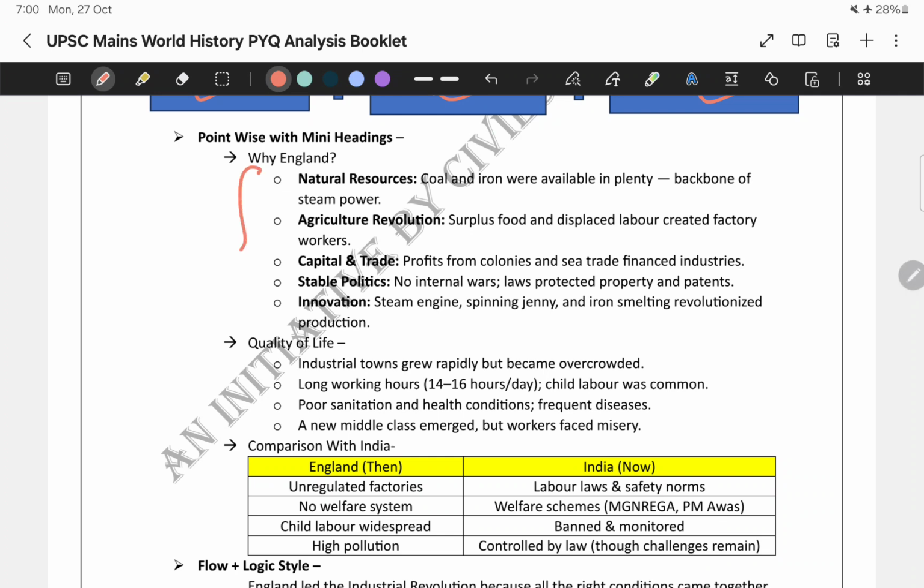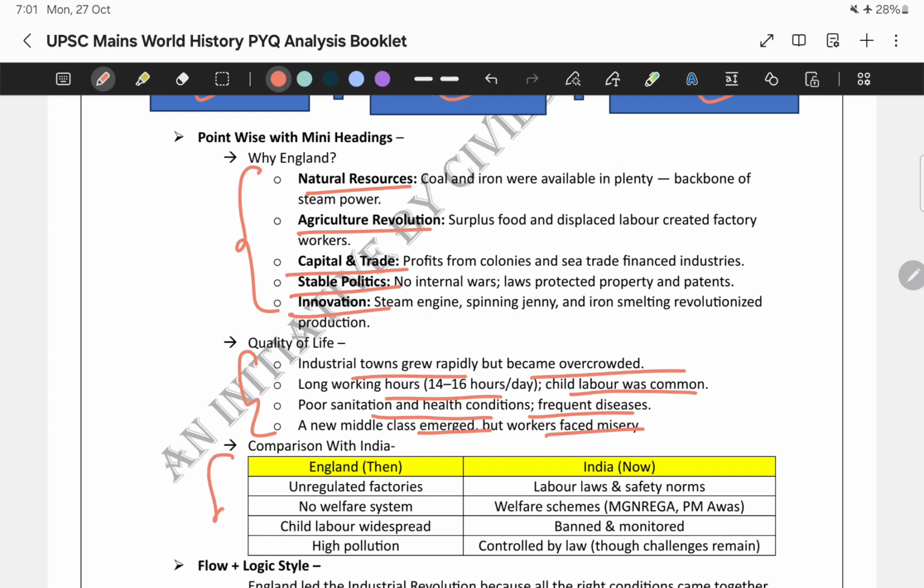How can you write? The same things we discussed: why England, the natural resources, agricultural revolution, capital and trade, stable politics, innovation. And coming to quality of life, we use the same things: industrial towns grew rapidly but became overcrowded, long working hours, child labor was common, poor sanitation and health conditions, frequent diseases. A new middle class emerged, but workers faced misery.